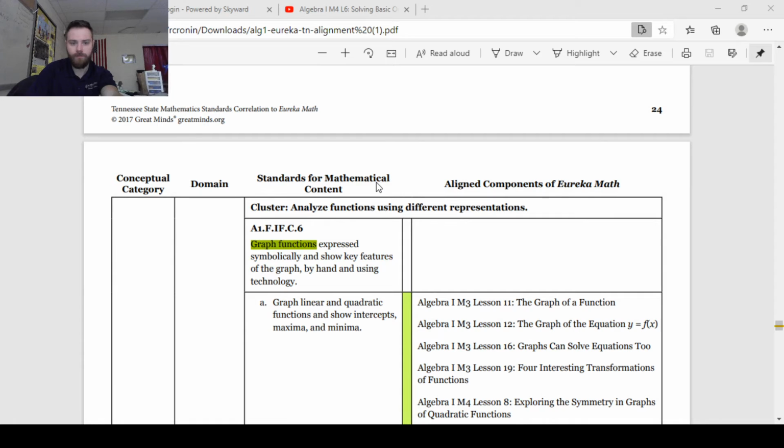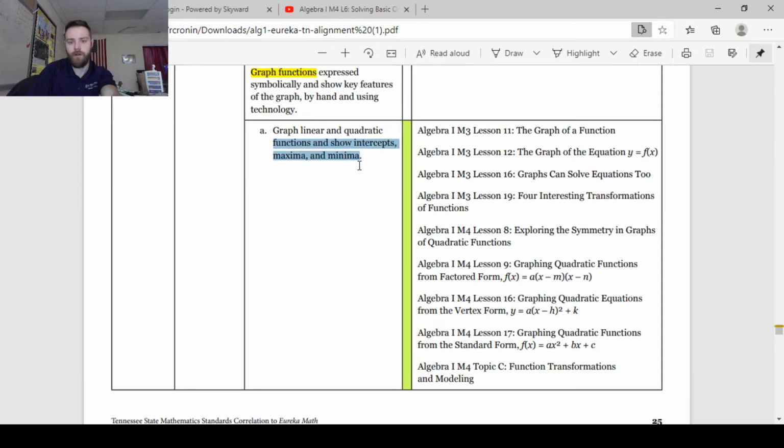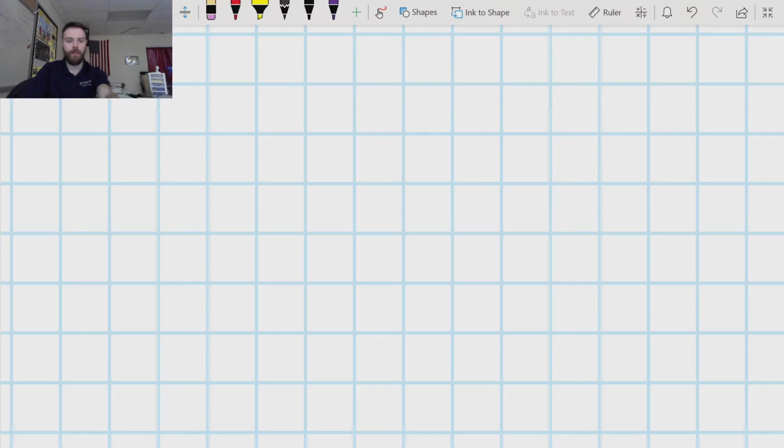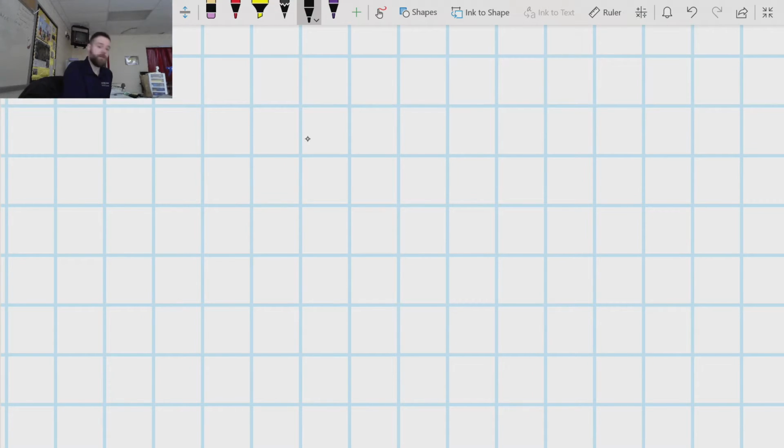If you take a look here, you're also going to have to graph functions expressed symbolically and show key features of the graphs by hand and using technology. So in this case, you want to graph linear and quadratic functions and show intercepts, maxima, and minima. So that's specifically what we wanted to do. And so we're going to go back to the beginning and start to graph some of these parent functions. And so the first one that I want to start with is an easy one, and it's the constant function.